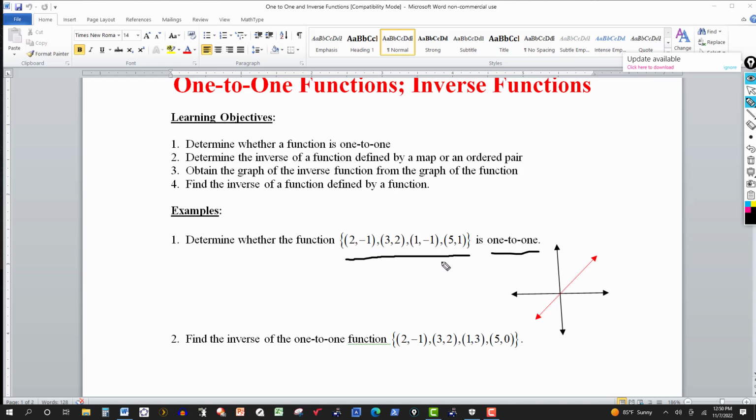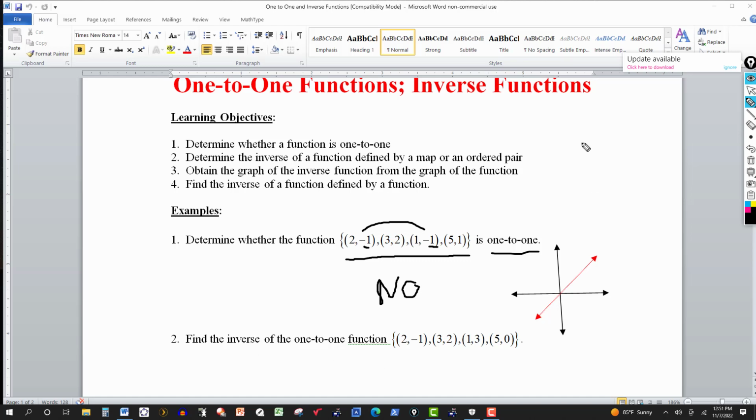All you have to do is look at the values of y. So notice here, y is negative 1, and y is negative 1 here. Now for this ordered pair, when y is negative 1, x is 1. For this one over here, when y is negative 1, x is 2. So there are two values of x when y is equal to negative 1. So these two pairs right here disqualify it from being one-to-one. It is a function, but it's not one-to-one. So this is no. Now this one says find the inverse of the one-to-one function.